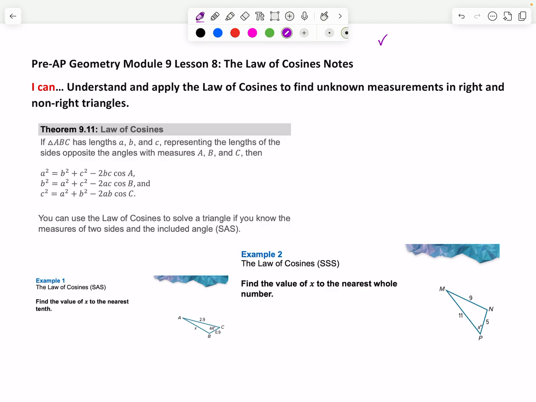All right. Happy Friday, everybody. Today we're going to be looking at the law of cosines.